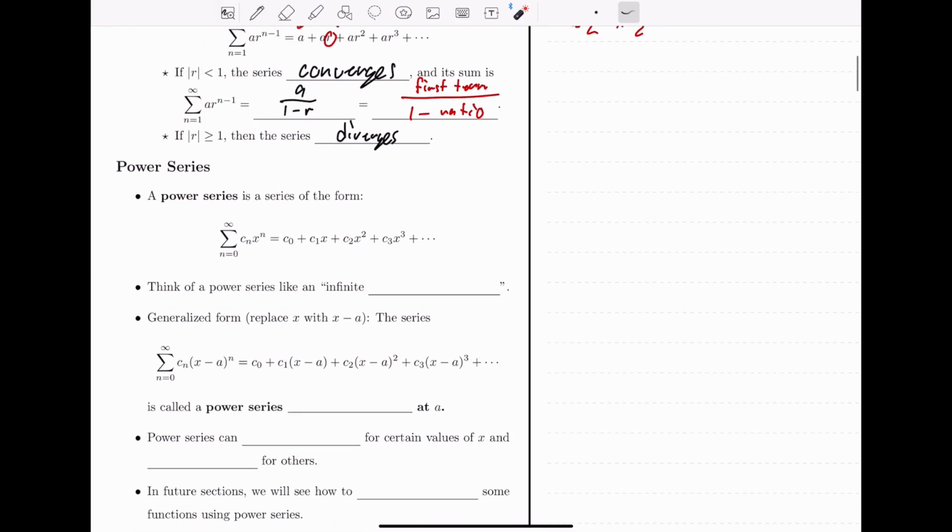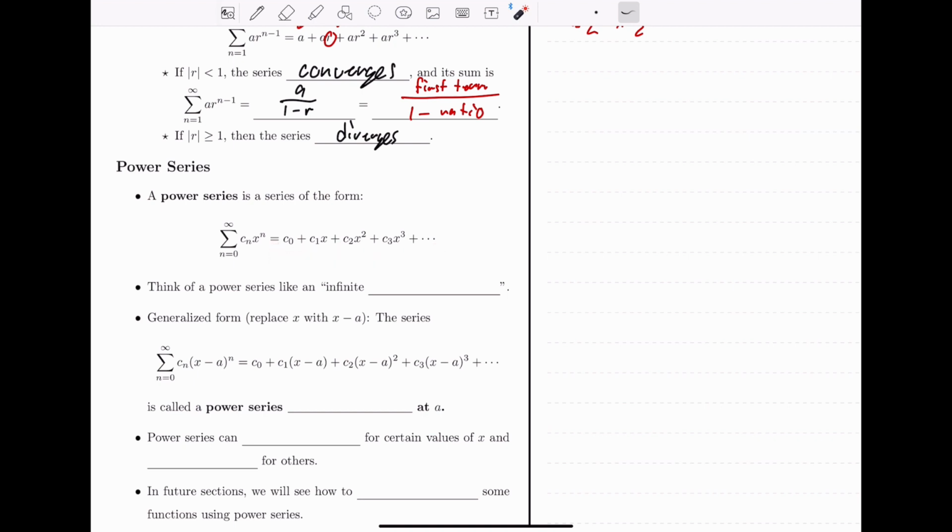A power series is an infinite series of this form. We have the sum of c sub n. We want to think of these c sub n's as coefficients. And then we have a variable x. If we were to expand this out, we'd start with n equals 0. So we have c sub 0 times x to the 0, which is 1. That's our first term. The next term, c sub 1 times x to the first, c sub 2 x squared. We get this expression here.